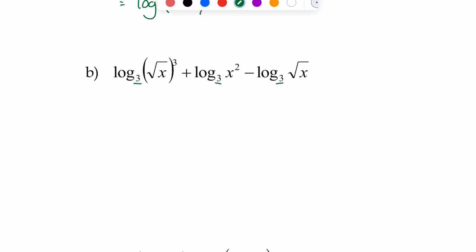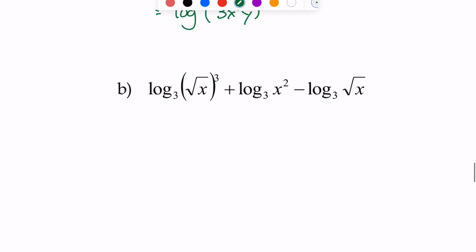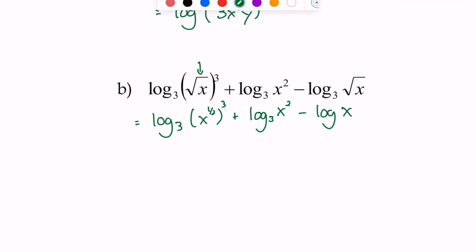So now let's try and do it all in one line, all right? Let's first get rid of those roots and write them as exponents. So the first term, I'm going to rewrite this as log base 3. Well, this half right here, that is the same thing as x to the 1/2, to the 3. I'm just going to rewrite my second term. And then my last term is just going to be x to the 1/2.